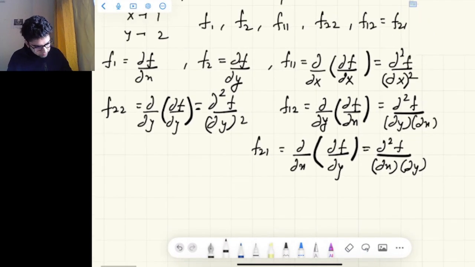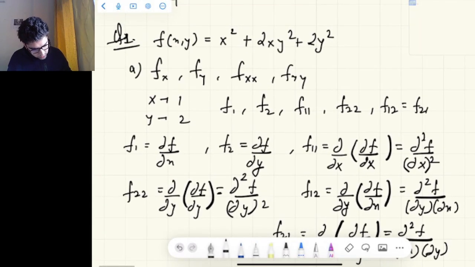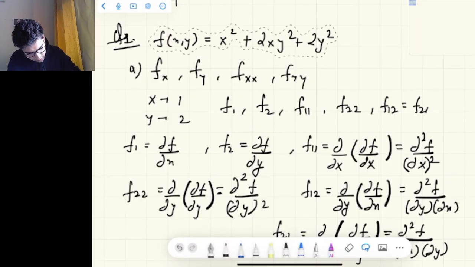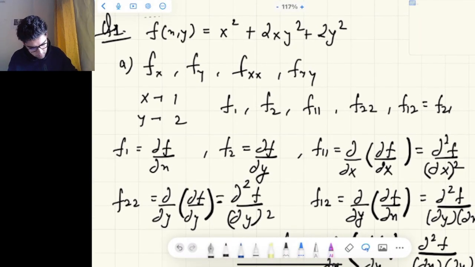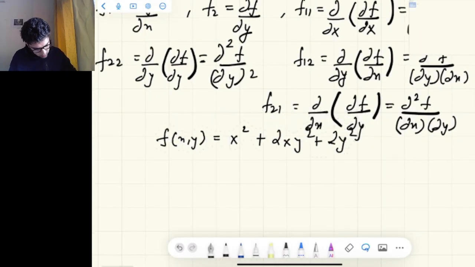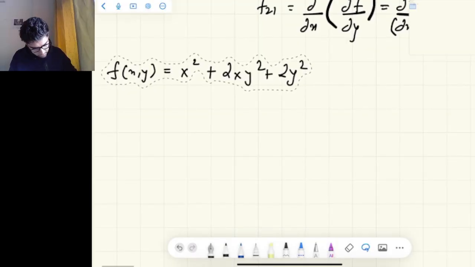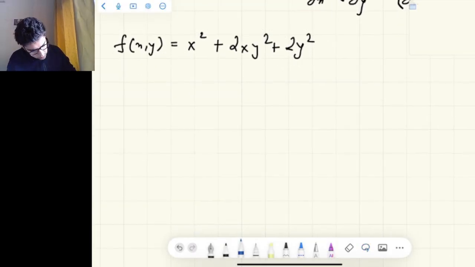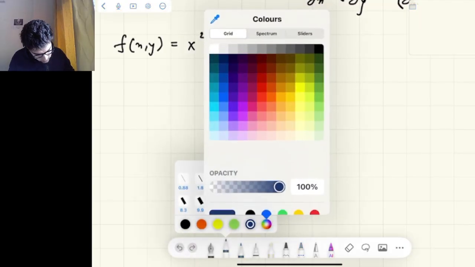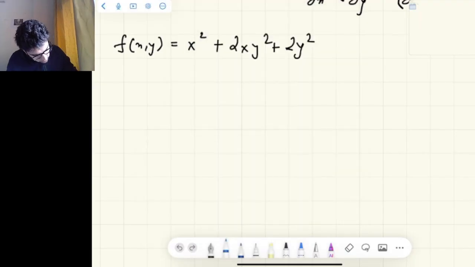Now we need to solve. We need to find all of this, right? So this was our initial function. Let me just copy this. So now I'll just start solving. fx is f1, because x is my first variable, so f1.